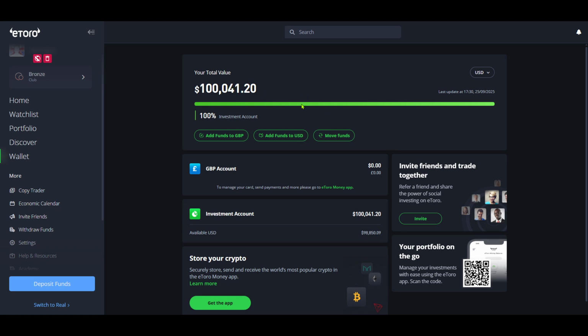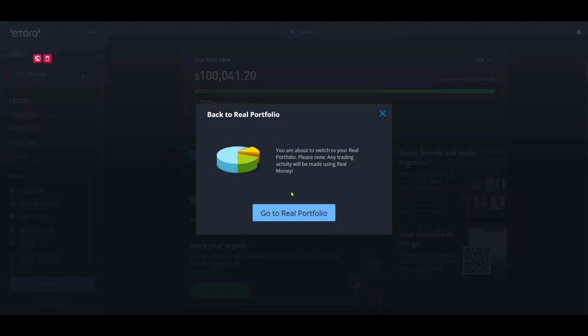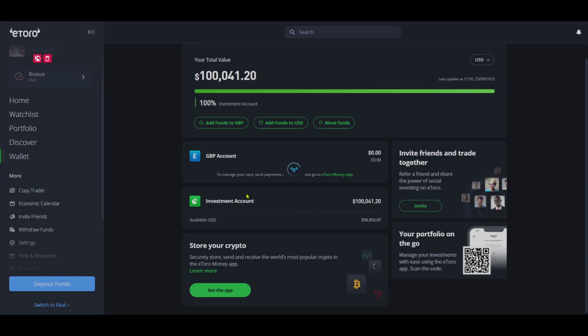To switch back to real trading, simply follow the same process and select Switch to Real to view your actual portfolio and trade with real funds. Until then, maximize your usage of this demo account to refine your trading skills.